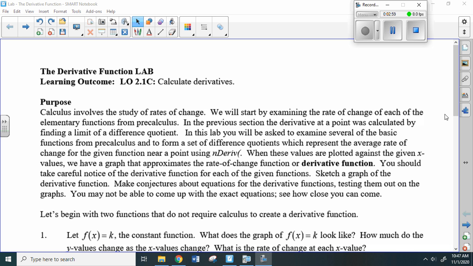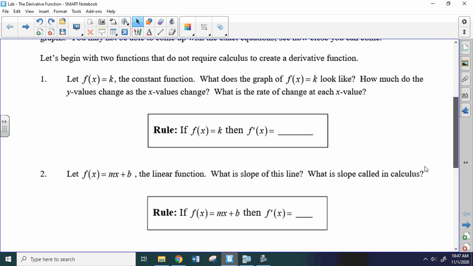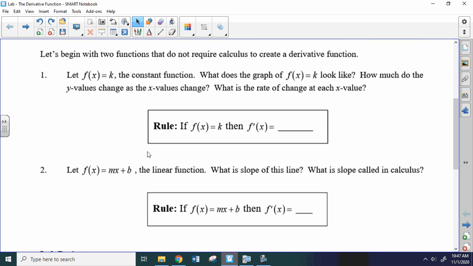Before we get into the lab and the graphing part, I want to walk you through the first two that you really don't need a graph for. Let's start with f of x equals k, where k is just a constant. So this is like y equals 3 or y equals -10. What does the graph of that sort of equation look like? Like y equals 3, I hope you remember that it makes a horizontal line. Now think about how much the y values change as the x values change.